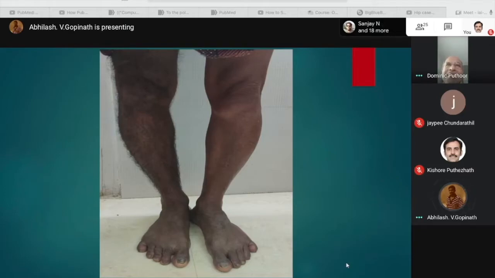Sartorius flexes the hip and flexes the knee, sir. I think there is some more detail about the action.